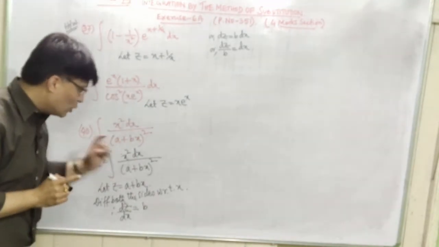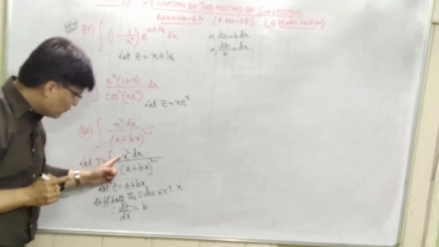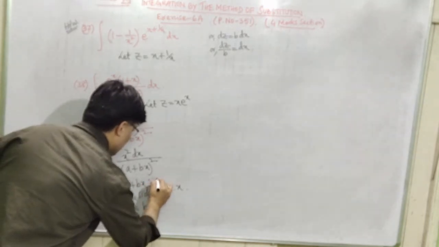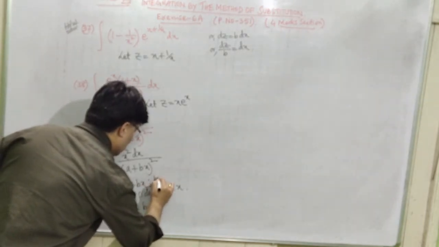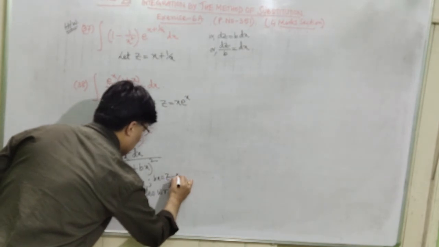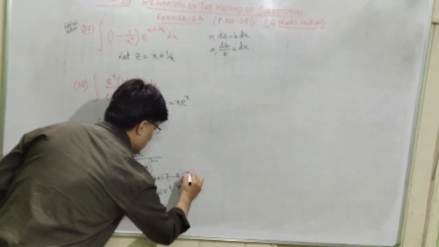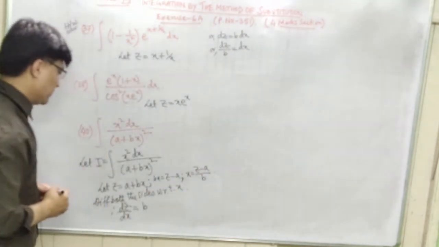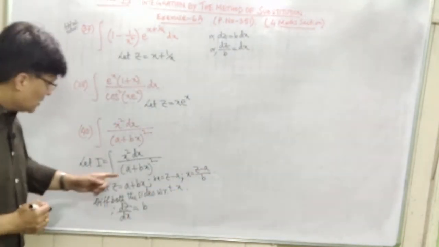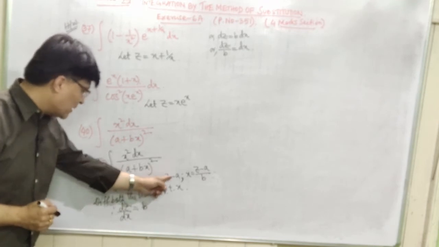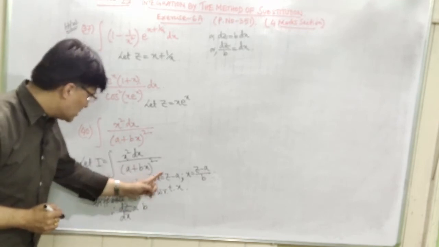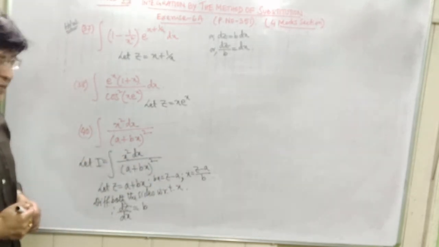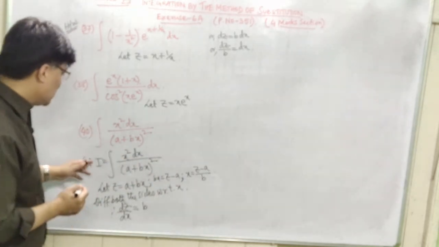But there is x whole square. We can get the value for x from here in terms of z. So what is the value for x here? That is bx is equal to z minus a. And x is equal to z minus a whole divided by b. So I think you have understood it. The value for bx here is z minus a, and the value for x here is z minus a whole divided by b. That is the value for x, right? So let us put these values in I.